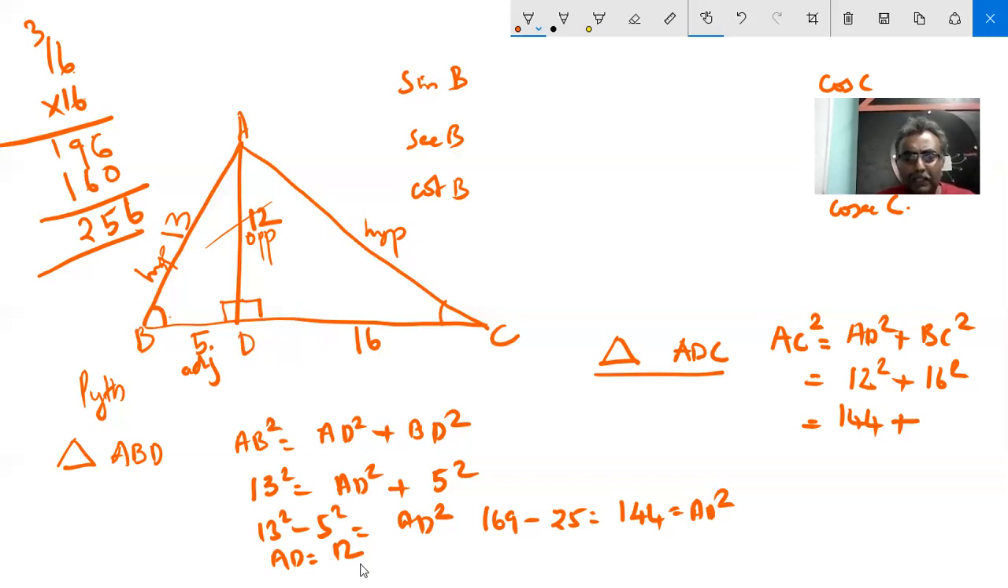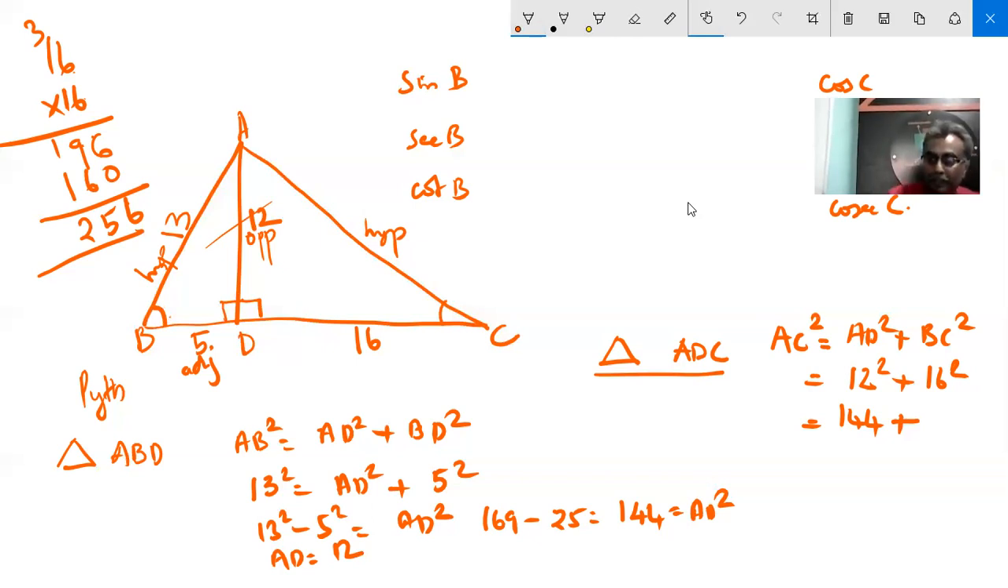Fingertips, tuck, tuck, tuck, like that. 16 into 16, 256. 16 into 15, 240. Up to 16 table is enough. You don't have to go beyond that. Okay, uncle. Now what we are going to do?